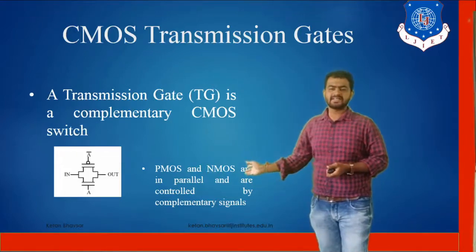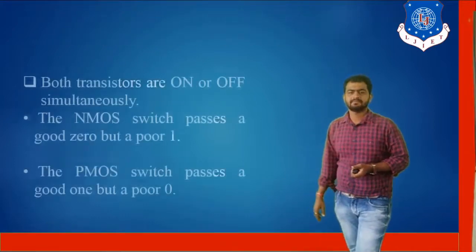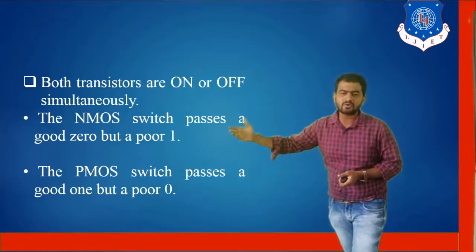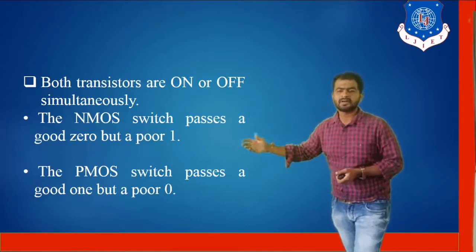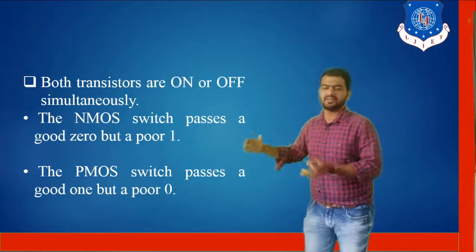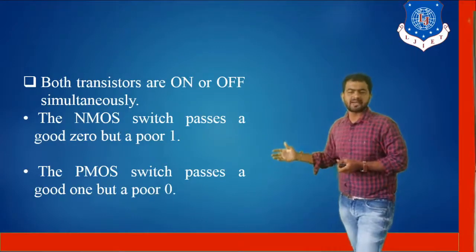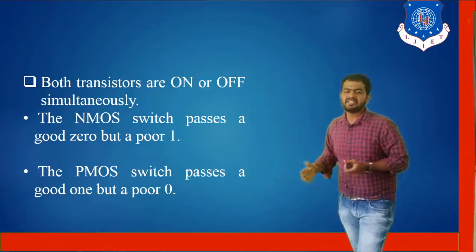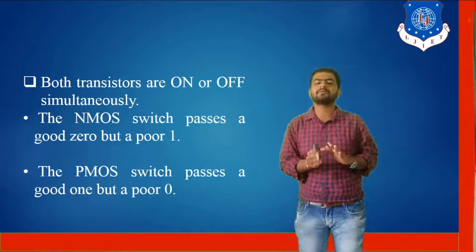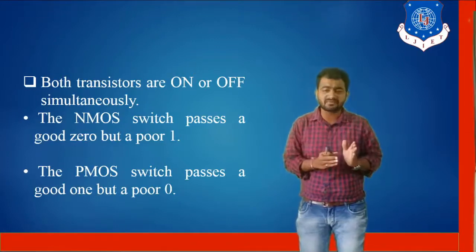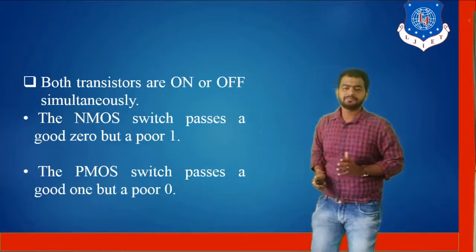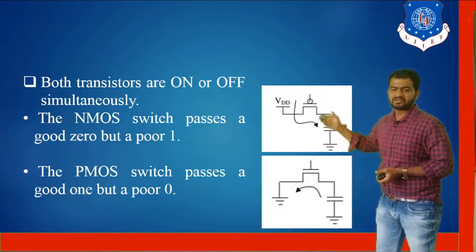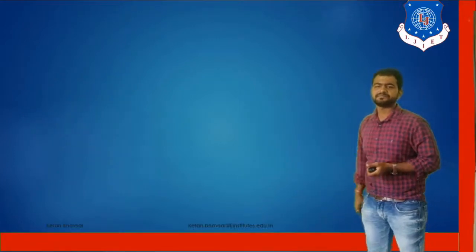So now as you can see, the design is over here. Both the transistors are on and off simultaneously. The NMOS switch passes a good 0 but poor 1, meaning NMOS is only passing the value of 0, and the PMOS is passing the value of 1, meaning it's not passing the value of 0. So when we're talking about the NMOS configuration, it blocks 1, and when we're talking about the PMOS configuration, it blocks 0. So as you can see, the design looks like this for the NMOS and PMOS configuration.